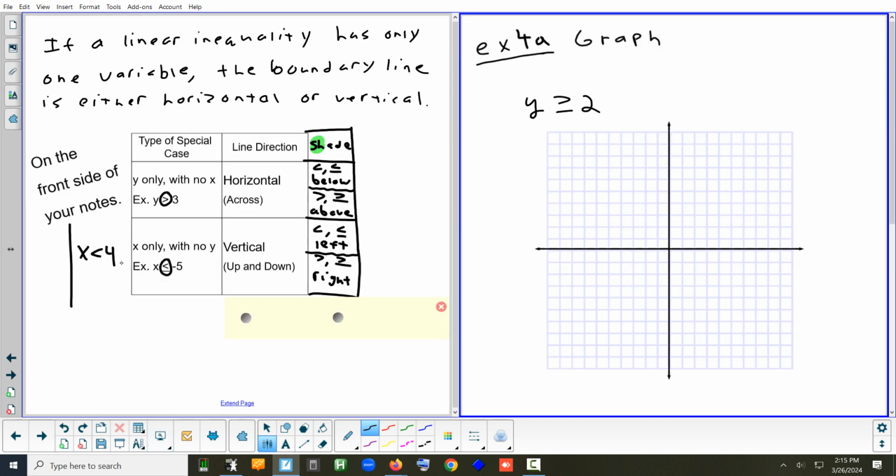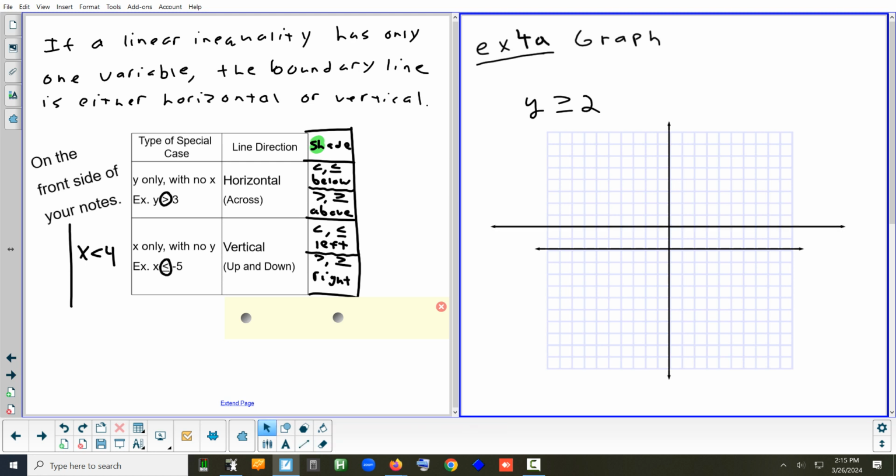Okay, look at our chart. When you have a Y by itself, what kind of line direction do you have? Side to side. So can you tell me just horizontal? Yeah, so this one, horizontal. And what number is it going to be at? 2. It's going to be at the number 2, exactly. So it's a horizontal line at the number 2. Now, should it be dotted or solid? Solid. Yep. So it's a solid line at the number 2.